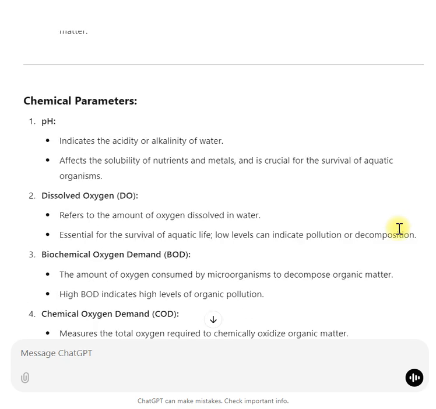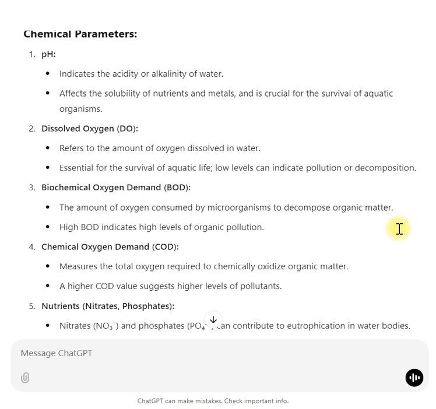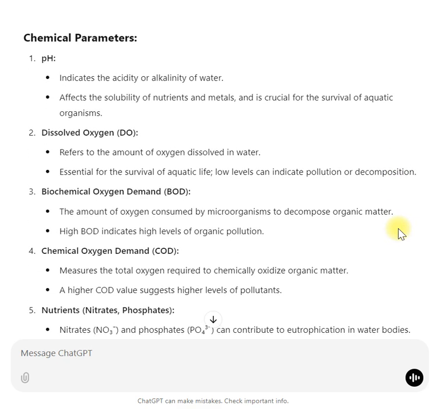Chemical parameters. 1. pH, indicates the acidity or alkalinity of water, affects the solubility of nutrients and metals, and is crucial for the survival of aquatic organisms. 2. Dissolved oxygen, DO, refers to the amount of oxygen dissolved in water. Essential for the survival of aquatic life. Low levels can indicate pollution or decomposition.